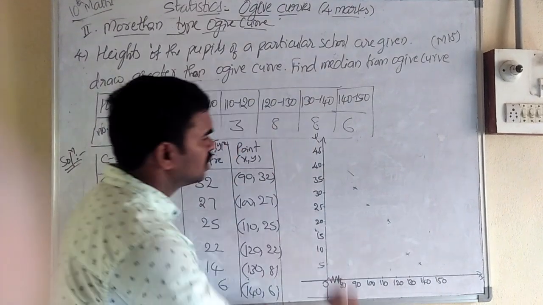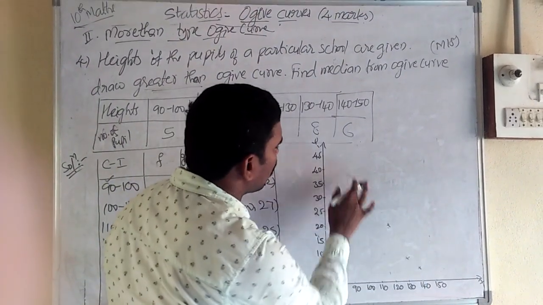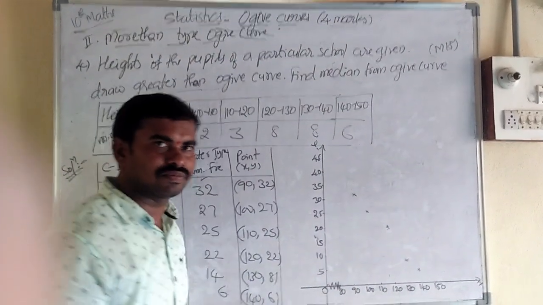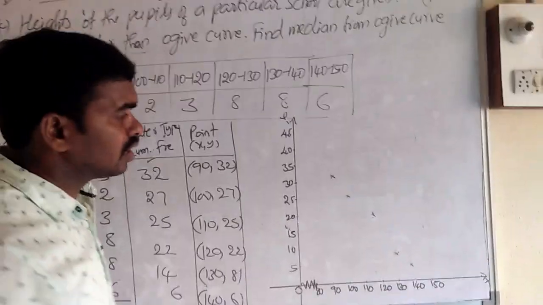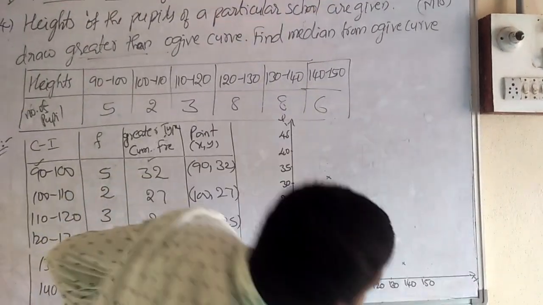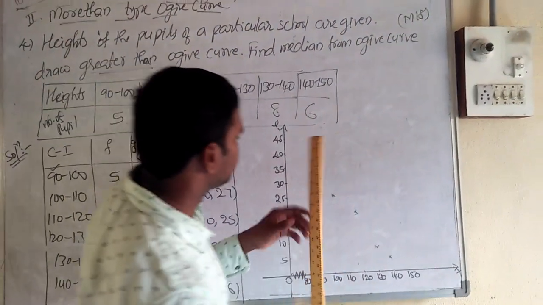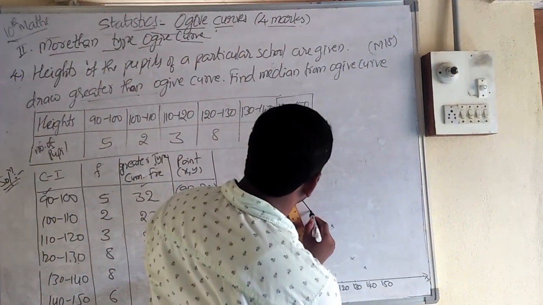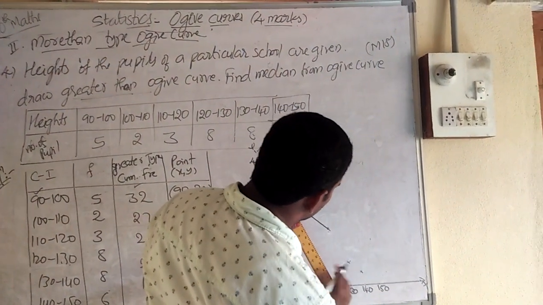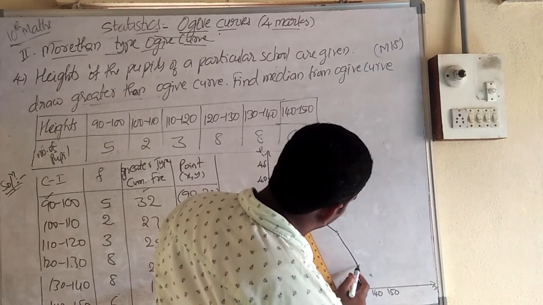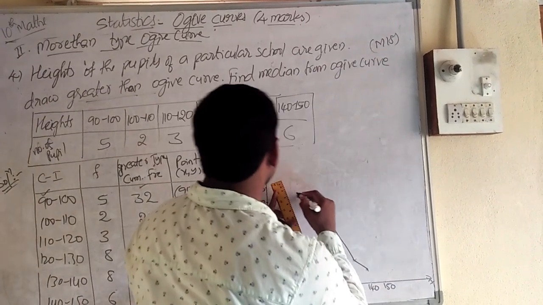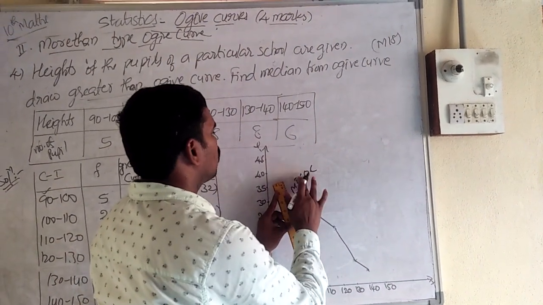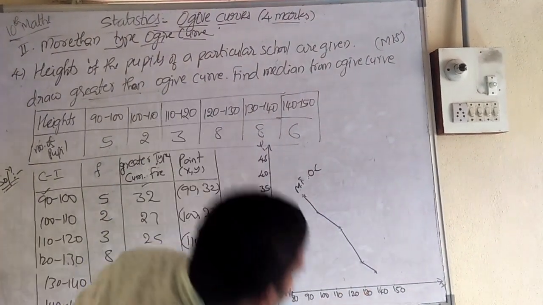Next we should join all the points. We should plot the points and then draw the curve through the given points. What is this called? This is called more than type cumulative ogive curve. More than type ogive curve.